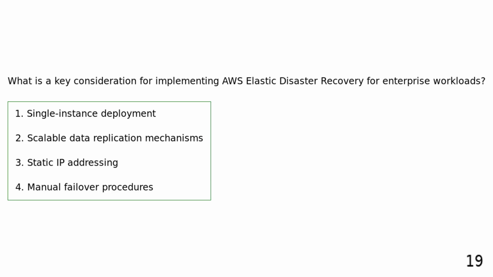What is a key consideration for implementing AWS Elastic Disaster Recovery for enterprise workloads? Single instance deployment. Scalable data replication mechanisms. Static IP addressing. Manual failover procedures.